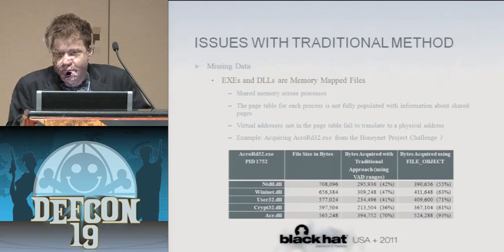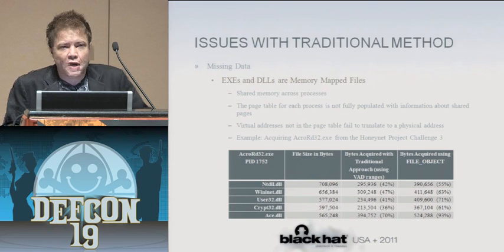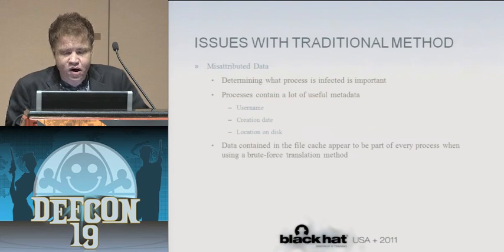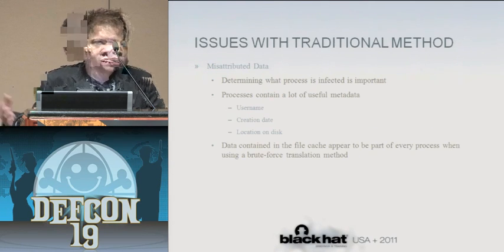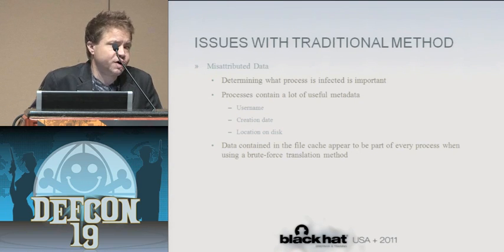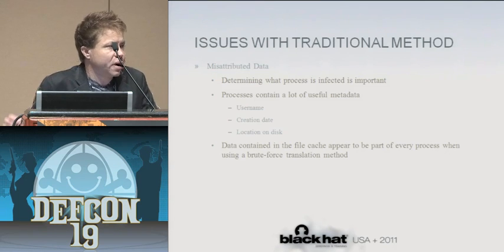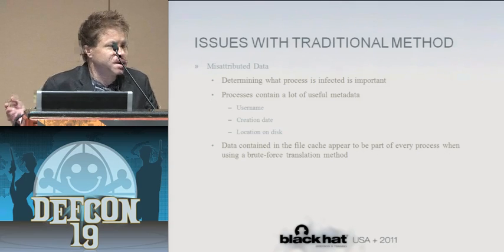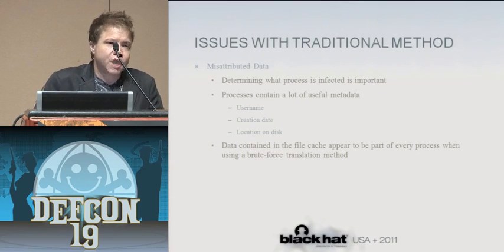And here's an example of taking the HoneyNet Project Challenge 3. If you're familiar with that, that was a memory image that came out about a year and a half ago. I acquired these files out of the memory image, and I just chose five at random. You see the file size there in the first column, and then the bytes acquired with the traditional approach. That's using the VADs: a starting virtual address, ending virtual address, and using the DTB of the process to acquire it. And that's how much of the file that we could acquire.